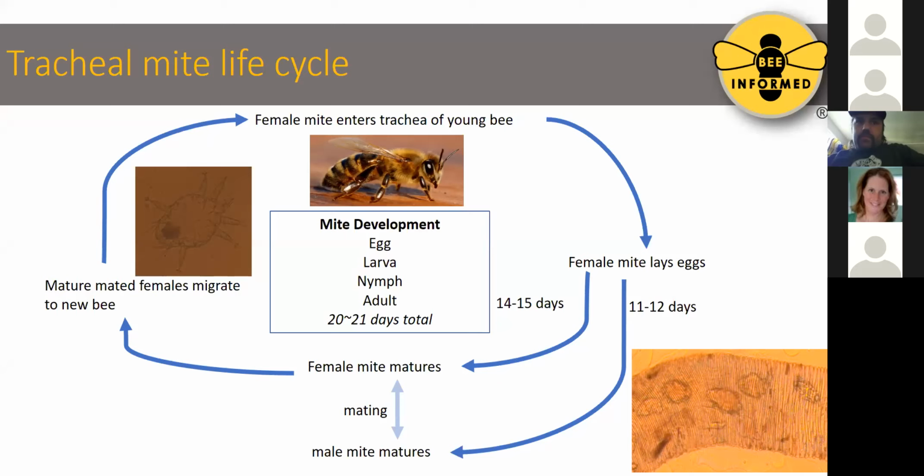They develop from egg to larva, nymph, and then finally adults. They mate, and those mated females exit the bee. This bee started as a young bee a few days old when it was infested. Now it's approaching a month old, so maybe it's a forager now. But this mature mite exits the bee. She will make her way to the end of one of the hairs on that bee's thorax, and she will look for a new young bee to reinfest and start that cycle over.